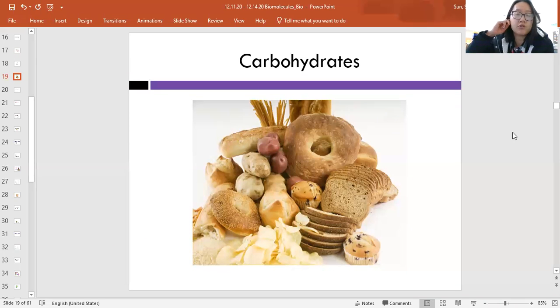So we're going to talk about carbohydrates now. If you look at the picture, you can already see that we have bread, muffins, bagels, potatoes, noodles back here, and potato chips up front here. These are all in the category of carbohydrates.